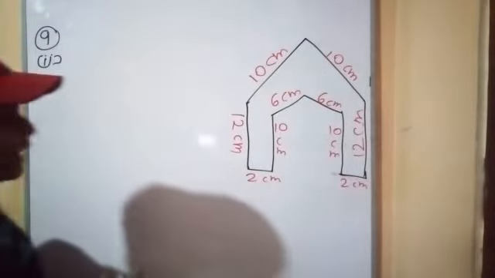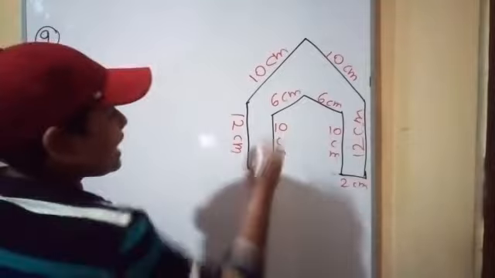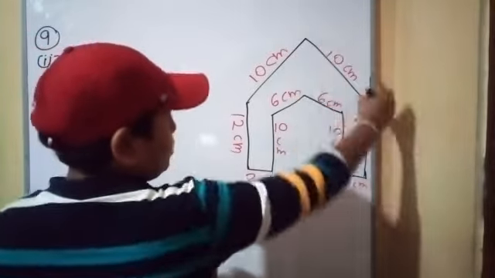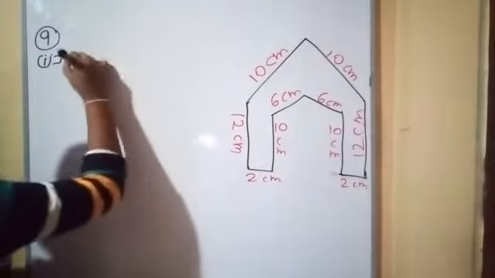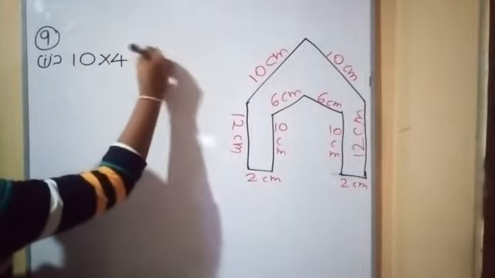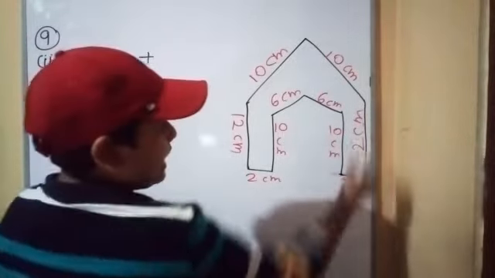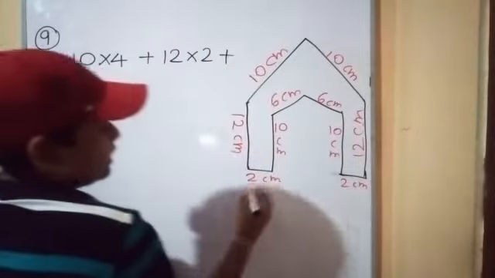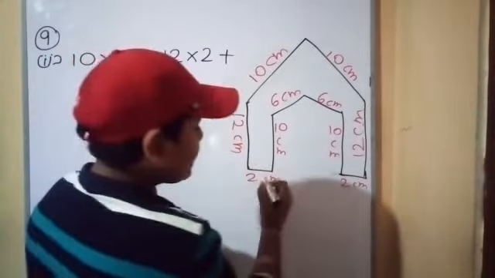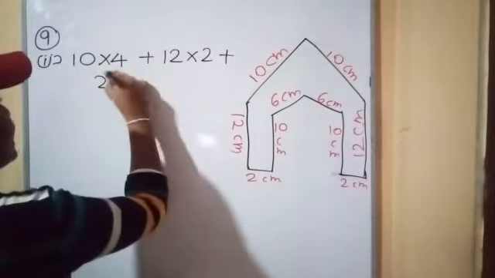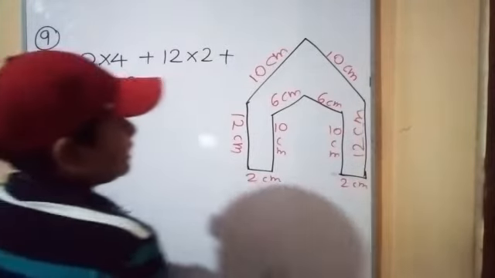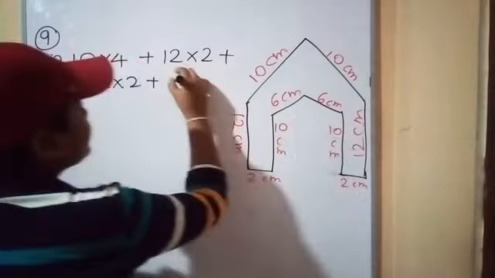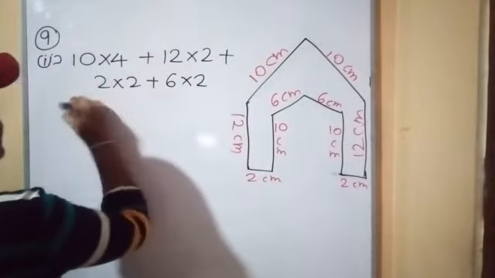Okay, let's find it. How many tens are there? 1, 2, 3 and 4. So you can write 10 multiplied by 4, plus. How many 12s are there? 1, 2. So 12 multiplied by 2, plus. How many 2s? 1, 2. So 2 multiplied by 2, plus. How many 6s? 1, 2. 6 multiplied by 2.